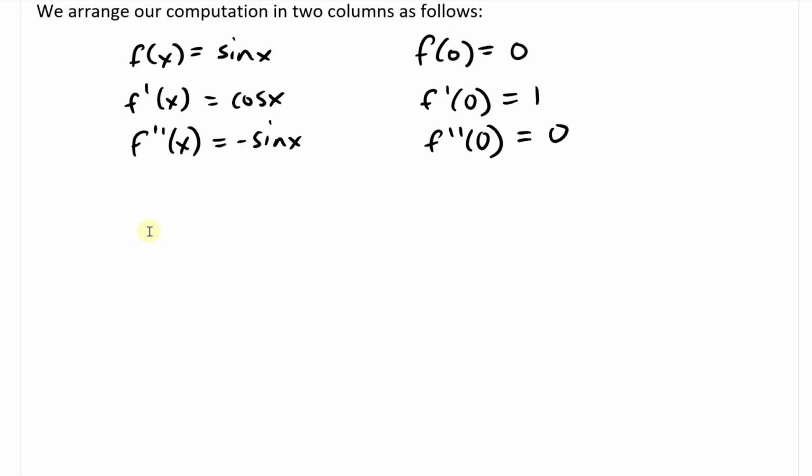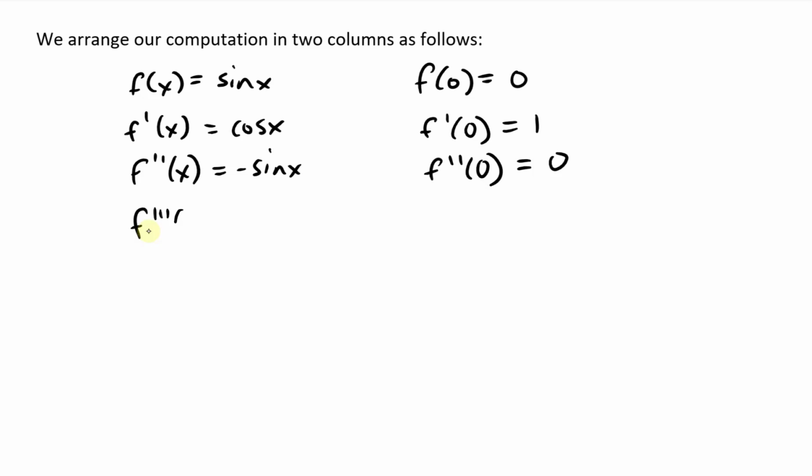And then keep going further, so this is going to be f triple prime of x. This equals negative cosine of x, so f triple prime of 0 equals negative 1. And then let's go one more. This is going to be the fourth one. Let's put a 4 like that of x. This is going to be negative. There's already a negative there, so negative becomes positive. It's going to be sine of x.